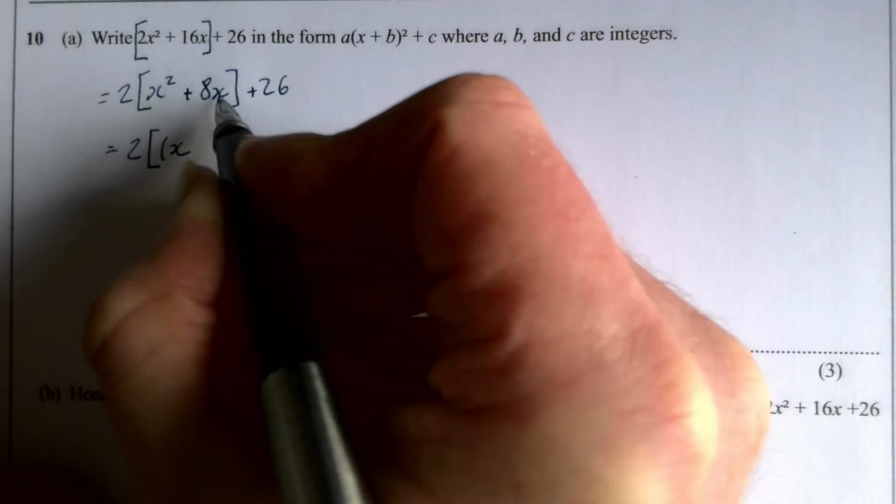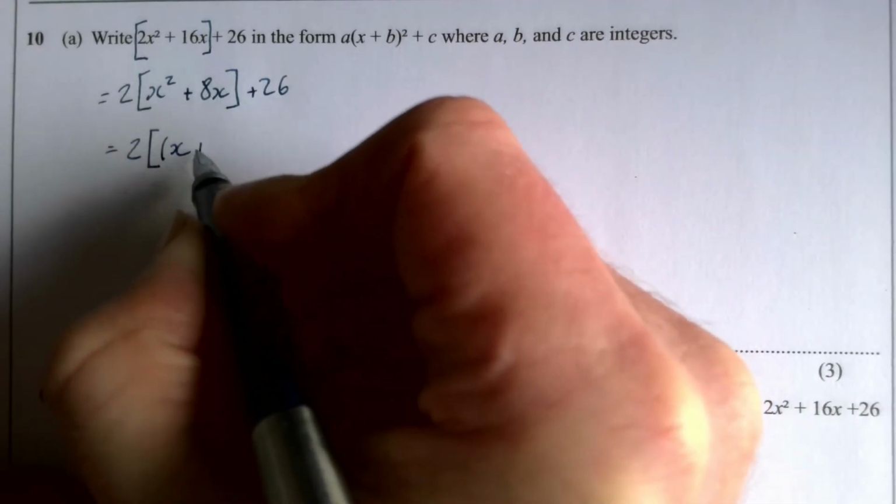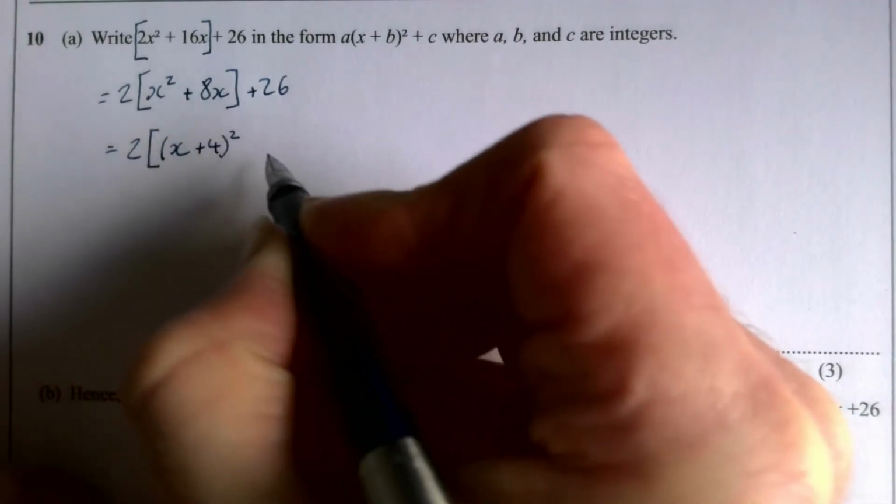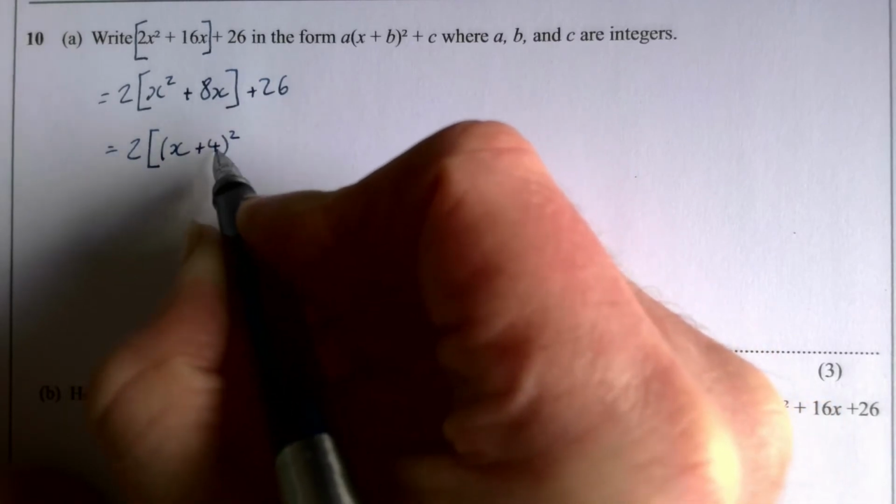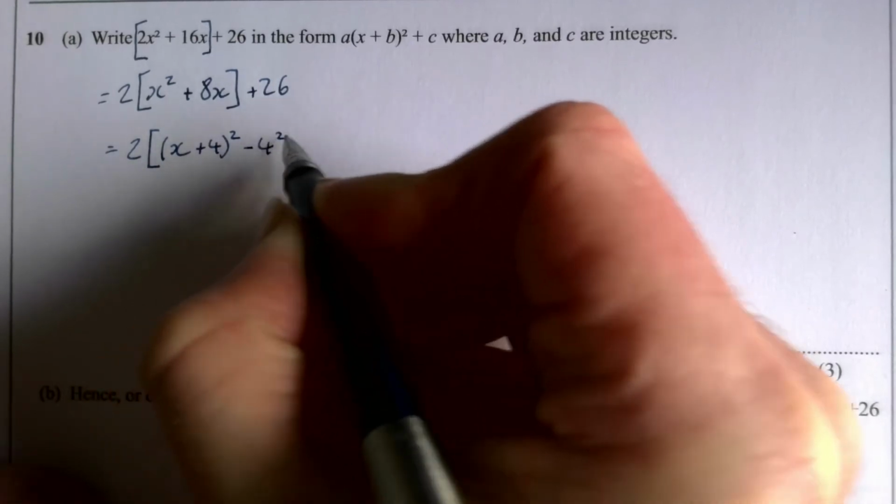So at this point here, I need to halve this, don't I? And then I need to remember that that's going to give me 4 squared, which I'm going to have to take away.